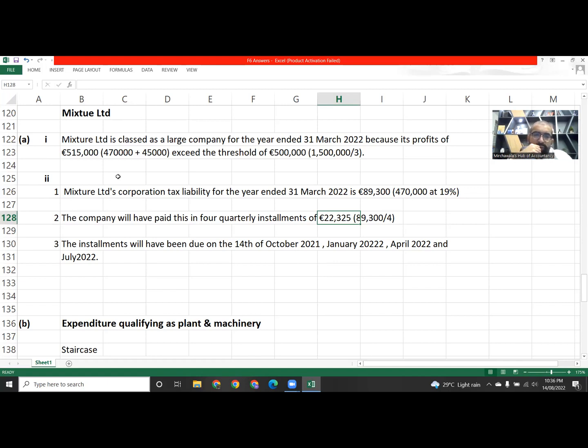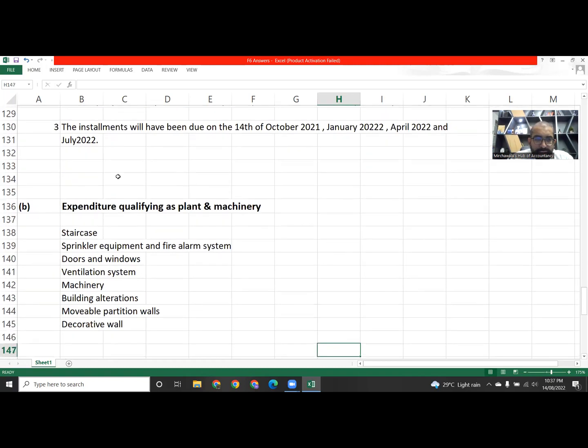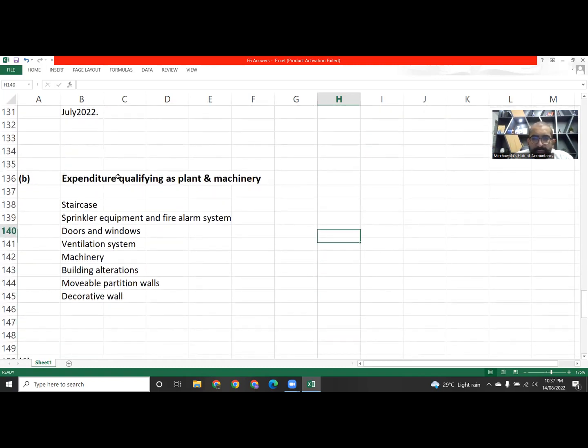Total 5 marks for you guys. Okay, now let's move to the next capital allowances thing. Look at here, these all are the names. I just told you there are a few things which are part of building, not plant and machinery.